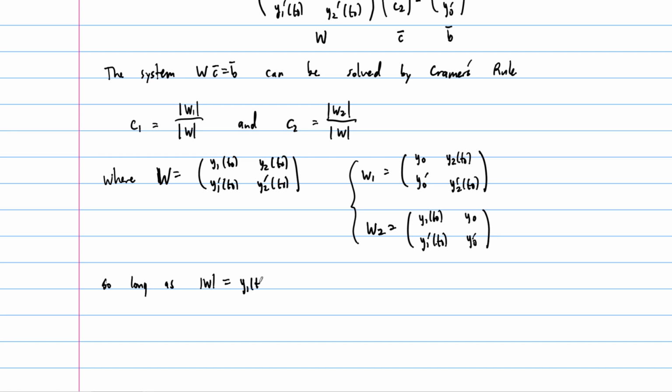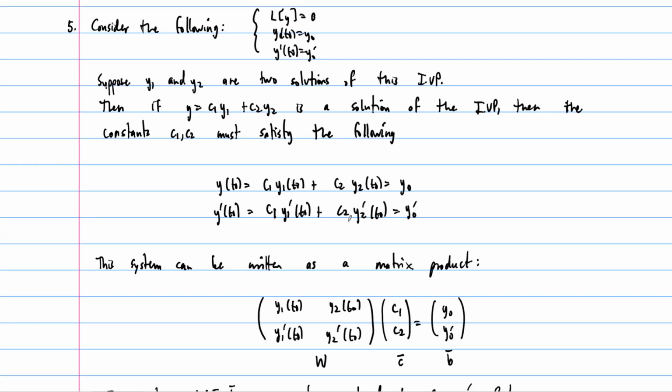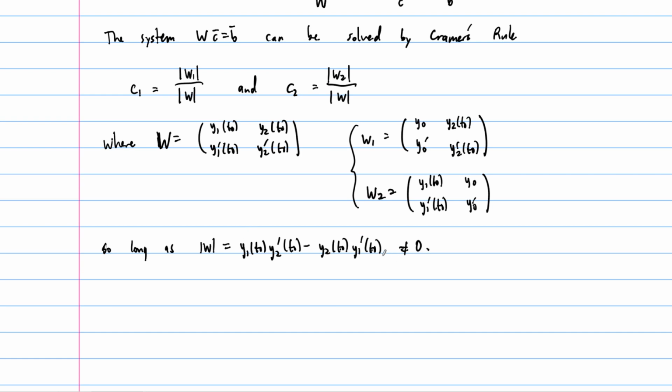So it's y1 of t0 times y2 prime of t0 minus y2 of t0 times y1 prime of t0, if this is not equal to 0. All right, and so that's the criteria for our two functions y1 and y2 to have the potential to be added together to make a linear combination to solve the initial value problem, right? So we can't even find the unknown constants if this determinant down here is equal to 0. If it's not equal to 0, we can always find the constants, all right?